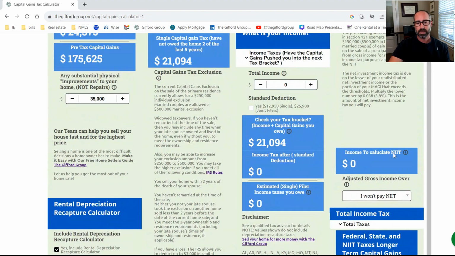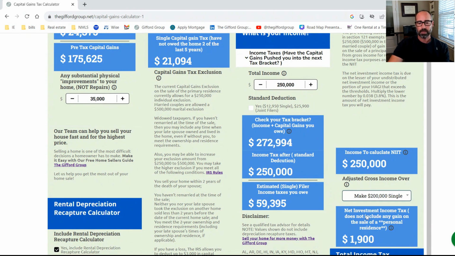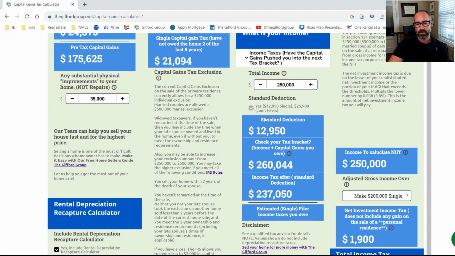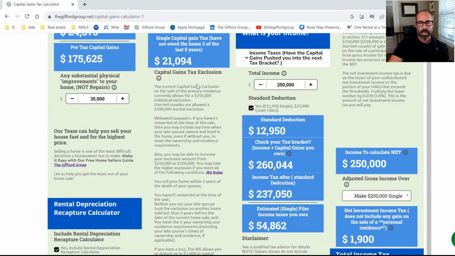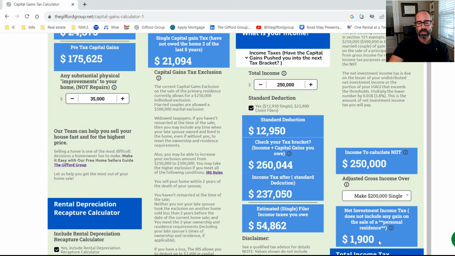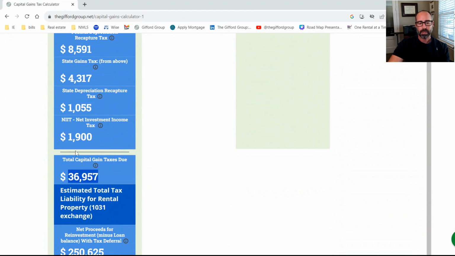You can put your income in here. Like say, if you make over 200,000 as a single person, and then say, okay, well, do I have to pay the net investment income tax as well? In this case, we would, because it's below that. You could take off a standard deduction, and this is going to be the lower of those. So based on this capital gains or your income, it's going to do the math and say which one's lower, which one's higher. Okay, now you owe $1,900, so that should be included now in your capital gains if you do owe the net investment income tax. That's if you have income over those thresholds.